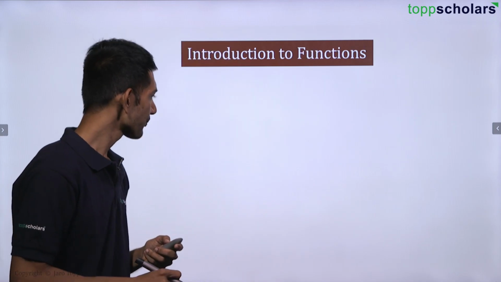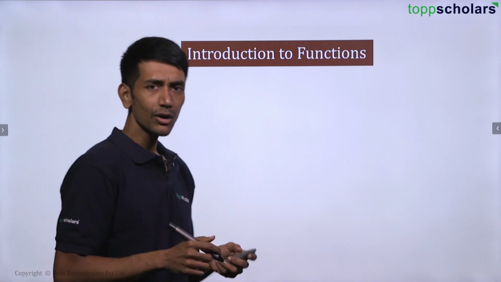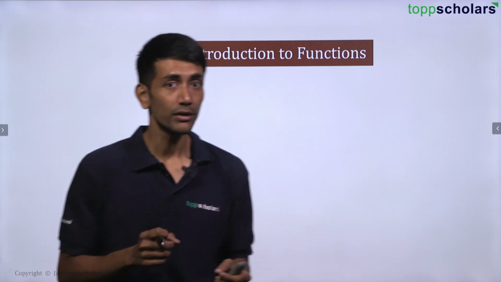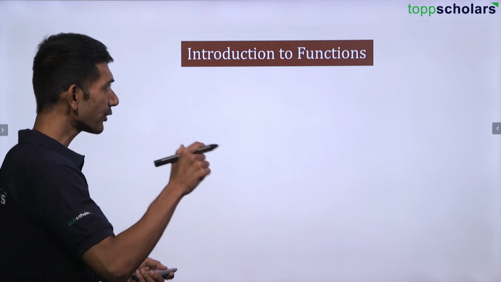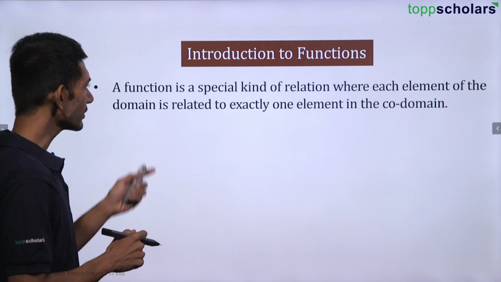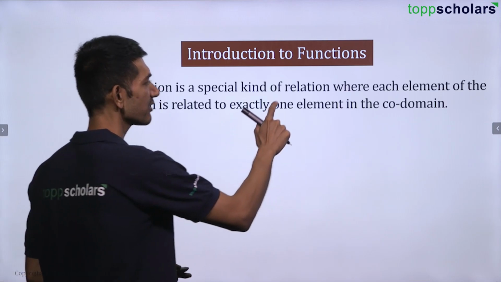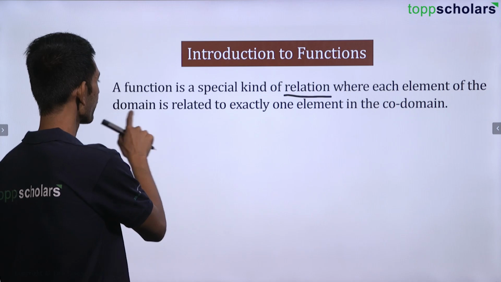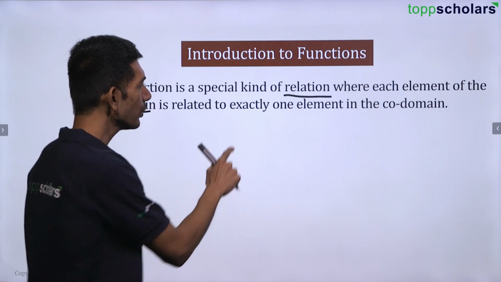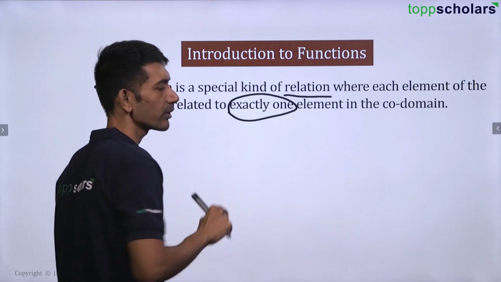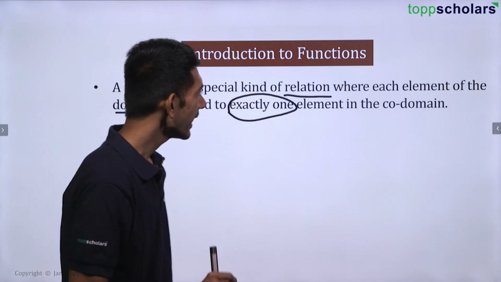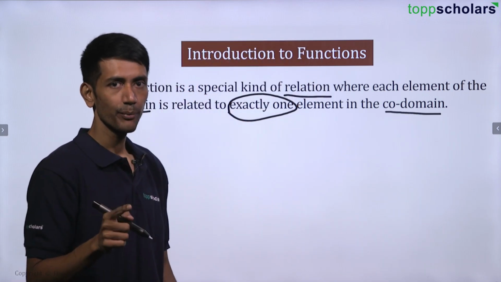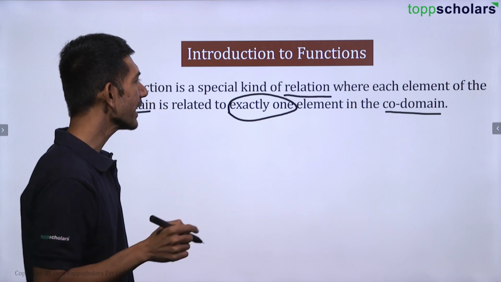Okay, let's continue. Now comes the new topic. We have understood what relations are. Now let us see what a function is. So let us introduce functions first. A function is a special kind of relation. It is a special kind of relation where each element of the domain is related to exactly one, very important, exactly one element in the codomain. Each element of the domain is related to exactly one element in the codomain.